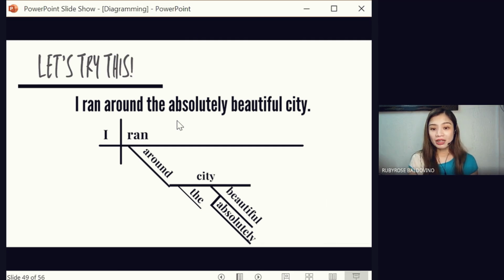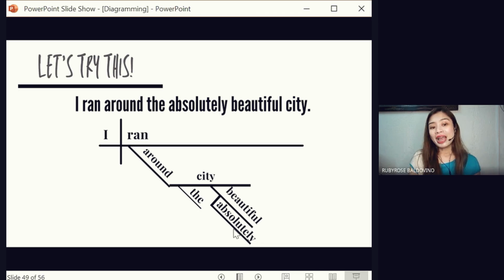So again, the preposition, put it on a slanted line under the word it describes. So our preposition is around. And then our object of preposition is the word city, right? So put it on the horizontal line. The words absolutely beautiful are all modifiers. So we place the, of course, as an article, under the object of the preposition. Then we have the adjective beautiful, right? So we place it again under the word it modifies. In this case, it modifies the word city, our object of the preposition. That's why it's under the word city.